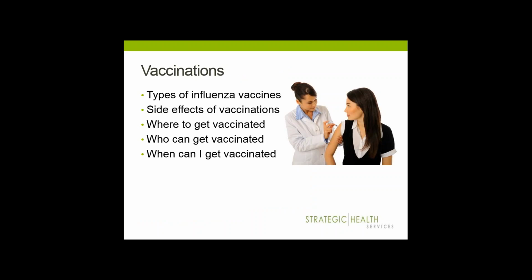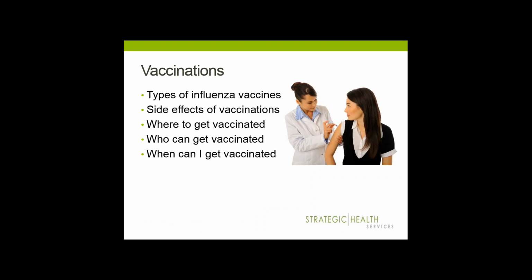Now, vaccinations. There are different types of vaccinations. The most common are the trivalent and the quadrivalent vaccine. What that means is that the trivalent has 3 components to it, and the quadrivalent has 4 components of the influenza vaccine. There are different routes of administration that are available.